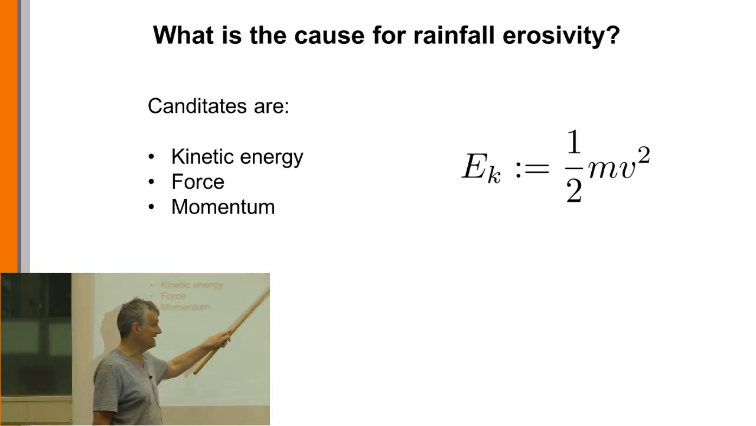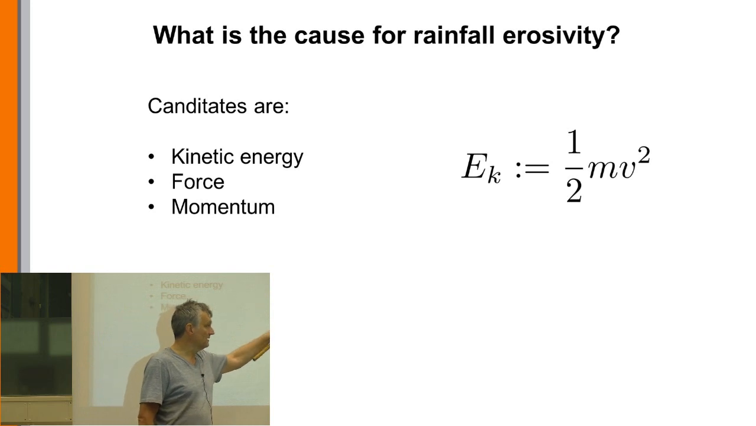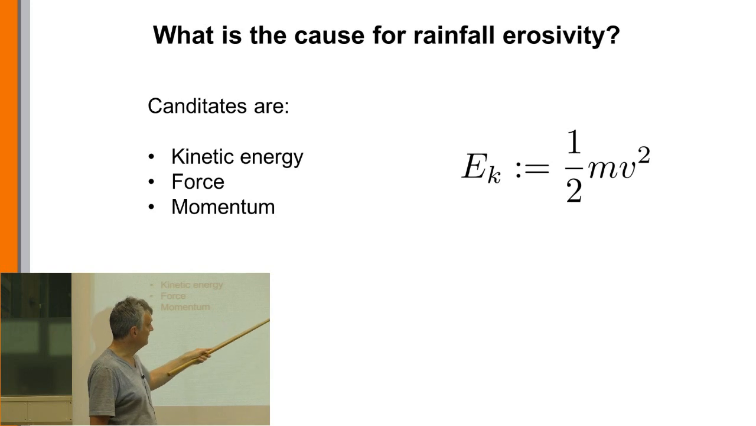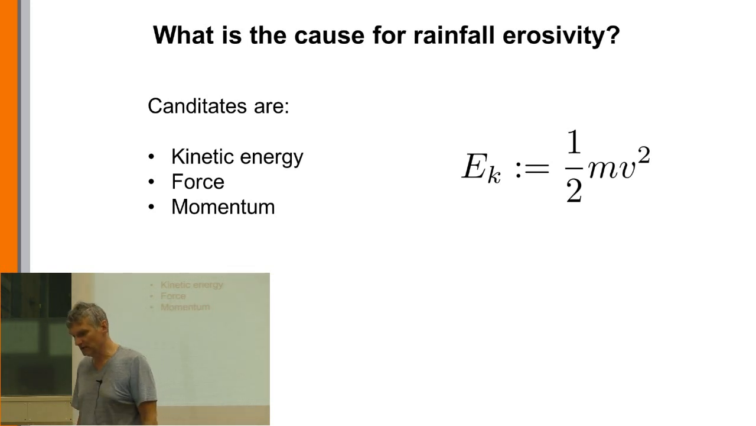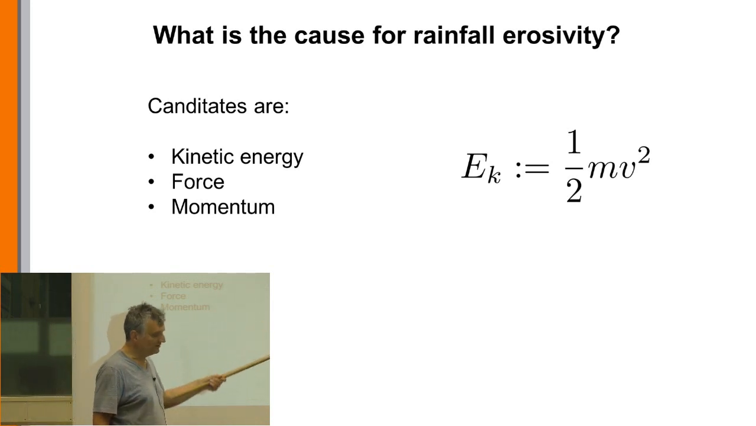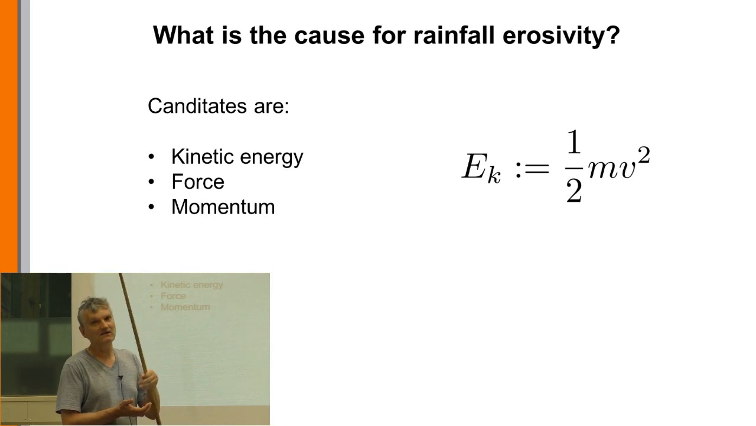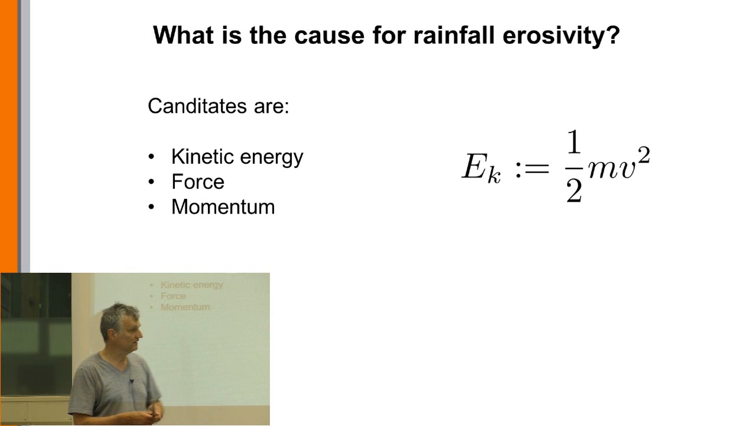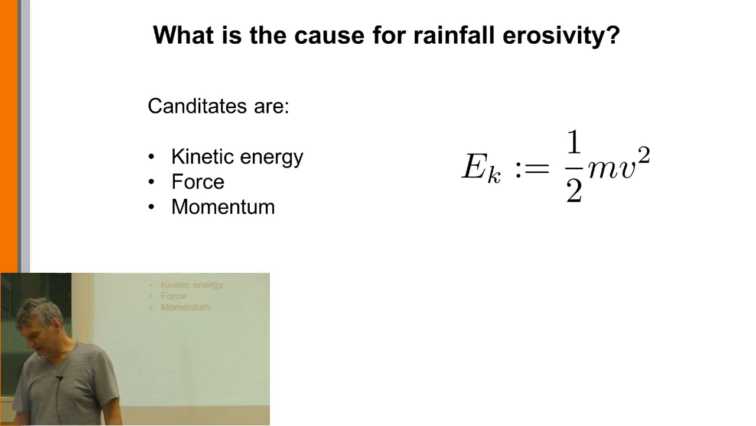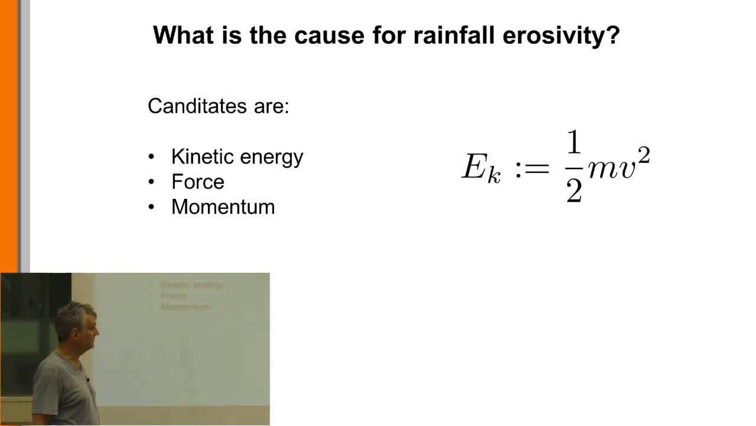Kinetic energy, first of all, is the mass of a raindrop times velocity squared, and momentum would be something like mass times velocity, and not velocity squared. And force would be the change of momentum when the drop reaches the soil and enters the soil. This would be force, the change of momentum. So which property is correct, I don't know, but they decided to take the kinetic energy.